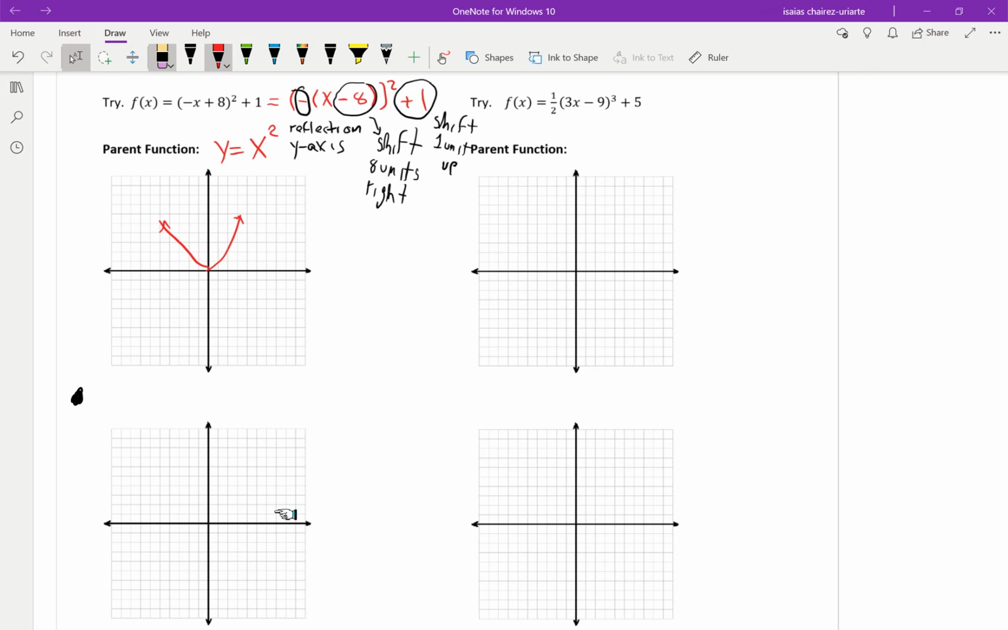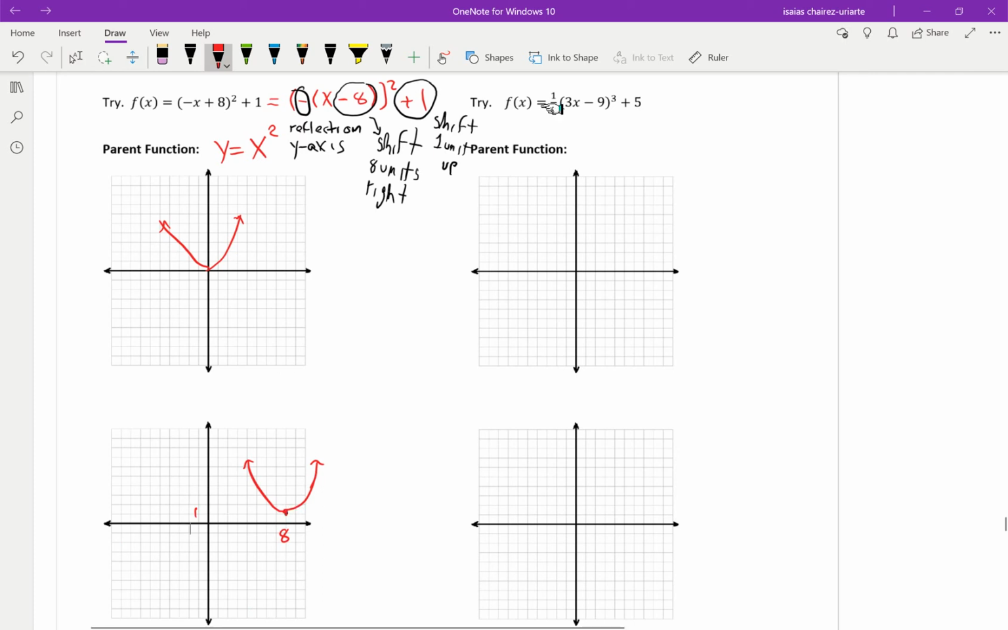Sorry, technical difficulties. What we're going to end up with is pretty much this little parabola. It's just that it's been shifted 8 units to the right and 1 unit up. Okay, so that is what's going on. This is the point, this is 8, and this is 1 right here. So hopefully we are on the same page here.